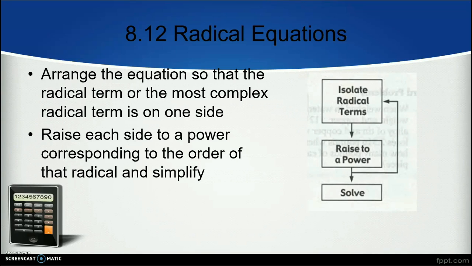So the directions for equations involving radicals are given over here. We have to arrange the equation so that the radical term, there's only one, or the most complex term if there's more than one, is isolated onto one side of that equation. Then we raise each side of the equation to a power corresponding to the order of the radical and then simplify it. If the equation is not free of radicals, and when we talk about a radical, we're talking about anything underneath the square root sign, we repeat.